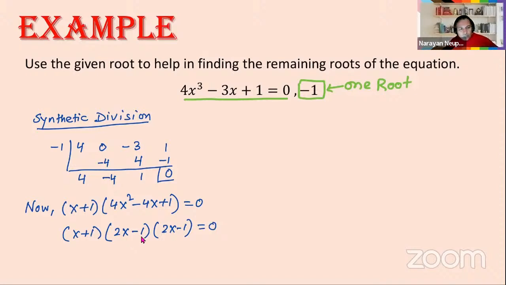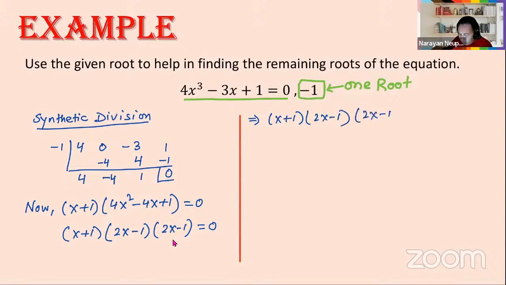Because if you FOIL 2x minus 1 and 2x minus 1, we get 4x squared minus 4x plus 1. So that's why when you factor that, we get this. So we factor that trinomial and we get this one. Now, finally, because we want to find the roots, let me rewrite that. (x plus 1)(2x minus 1)(2x minus 1) equal to 0.